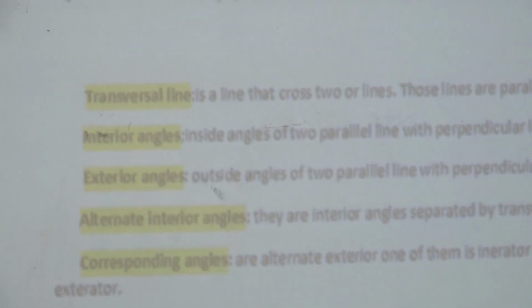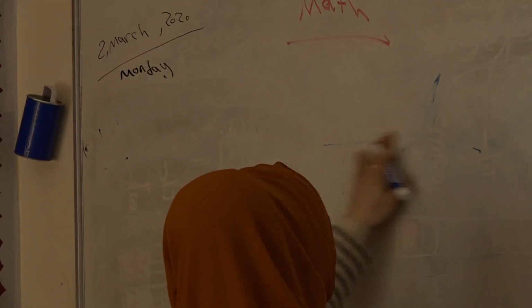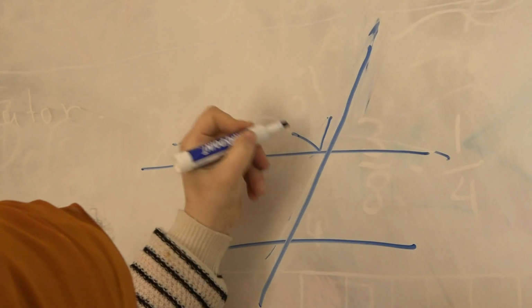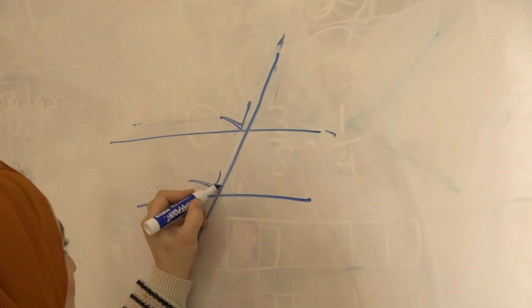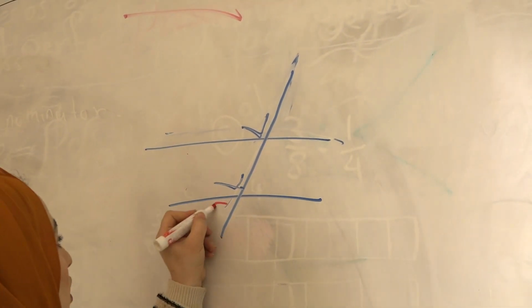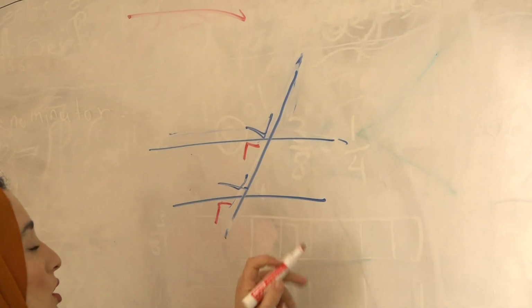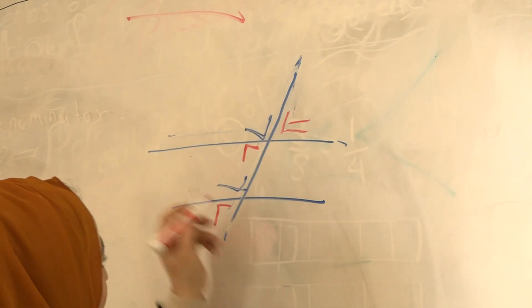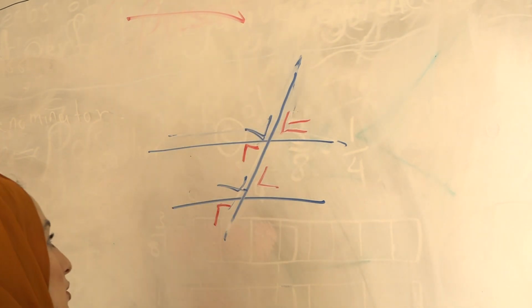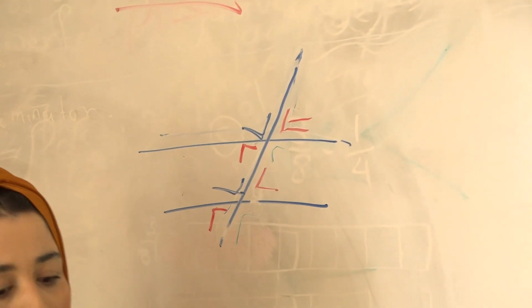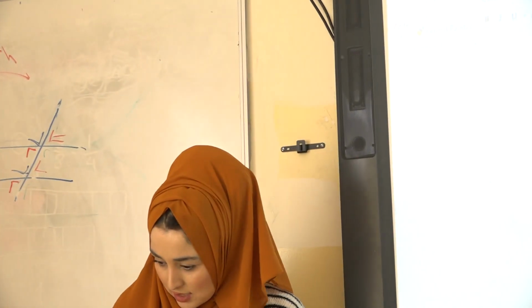For example, we have two parallel lines. So this angle is outside and this one is inside. We call this corresponding. So this one with this one correspond together. One of them is inside and the other is outside. So this one with this one. Now the last one, this one with this one. They are corresponding angles.